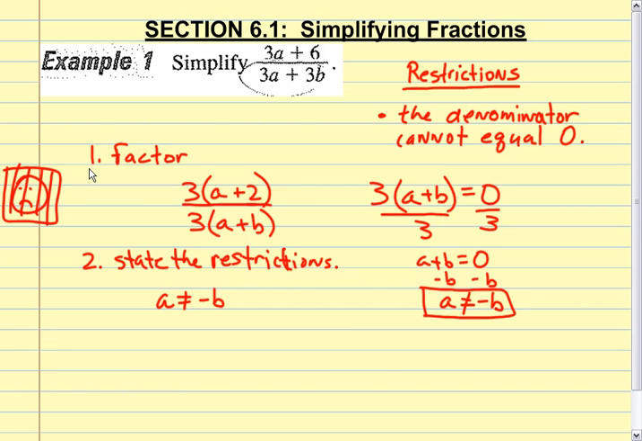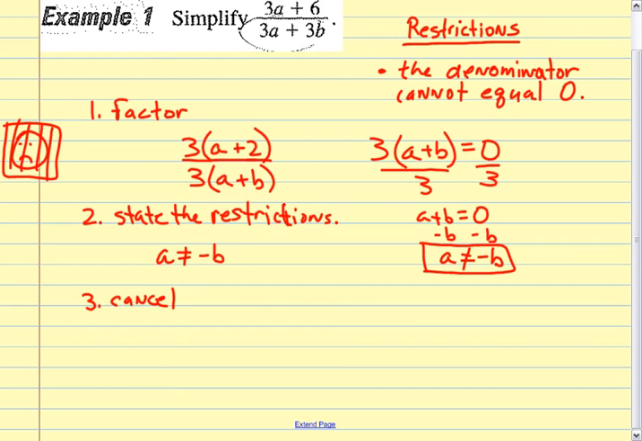Okay? And now the last thing to do is cancel. 3 things. Factor, then state the restrictions, then cancel. And what can I cancel, Sophia? You told me already. 3. The 3's cancel. And I'm left with A plus 2 over A plus B. Let me ask you, raise your hand. Can I cancel the 2 A's? No. They're not being multiplied by something. You can only cancel factors. You can't cancel things that are being added or subtracted. Okay? Right, good job.